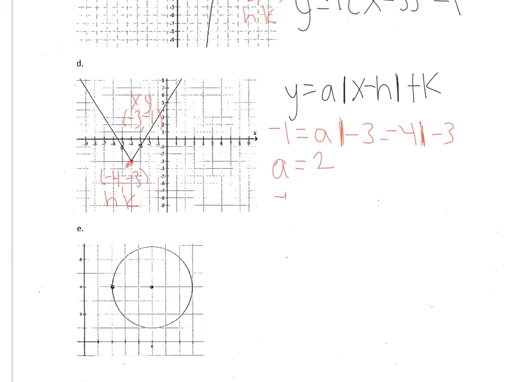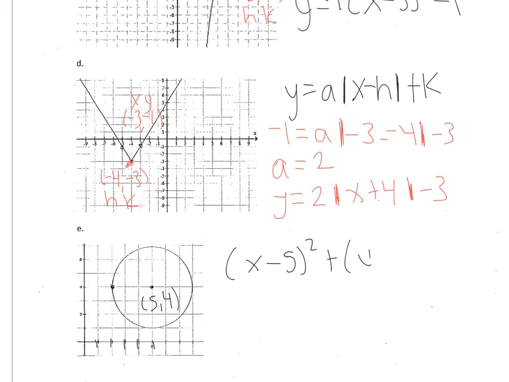And then I'm going to write it out. Y equals 2, absolute value, x plus 4, absolute value, minus 3. The last one is a circle, which I do think is a little bit easier to find. You just got to substitute it in. It's x minus, what's this, 1, 2, 3, 4, 5, 4. So it's x minus 5 squared plus y minus 4 squared equals r squared. The radius is 3, and 3 squared is 9. Remember, the center of the circle is always your h and your k.